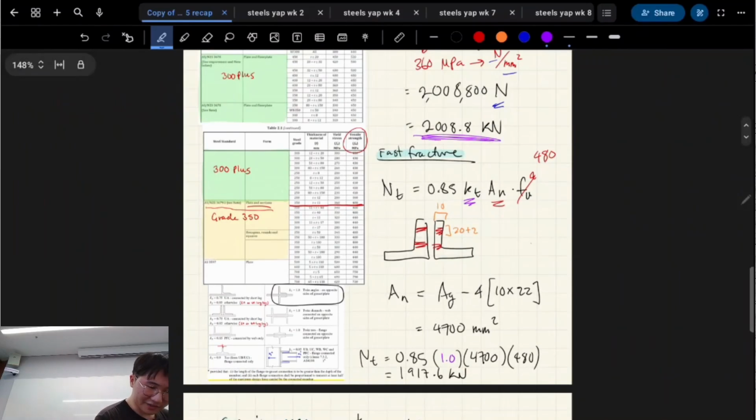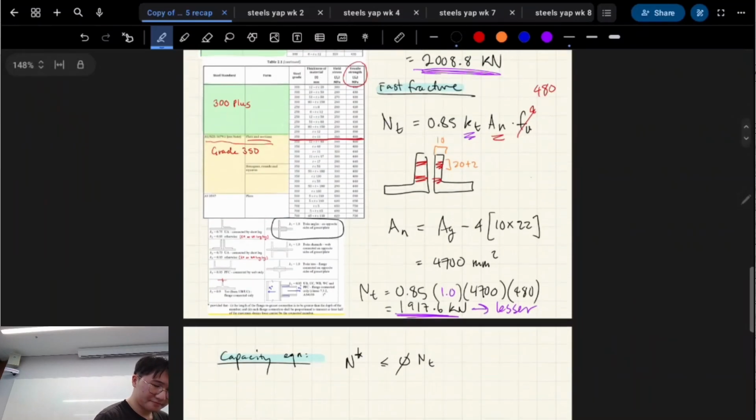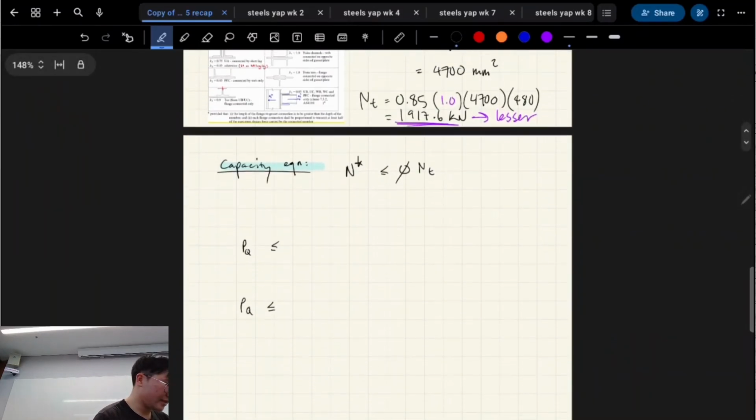So when we're looking at the difference between 2008 and 1917, which number are we going to choose? Just logically, we're dealing with capacity. We're going to choose the lower one. Whenever we're dealing with the strength of our member in tension, you want to under-exaggerate it, so you choose whichever one's going to fail first, which is the lower capacity. This is the lesser number, so we're going to go with that. Okay.